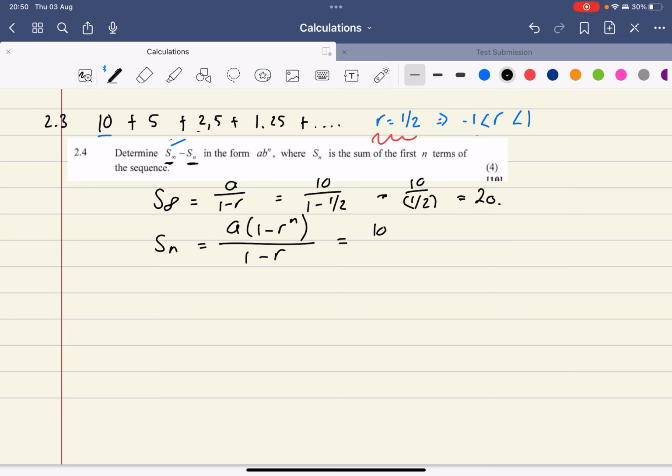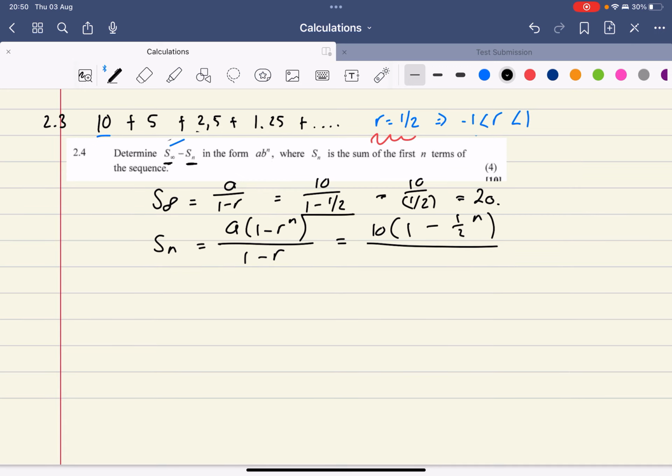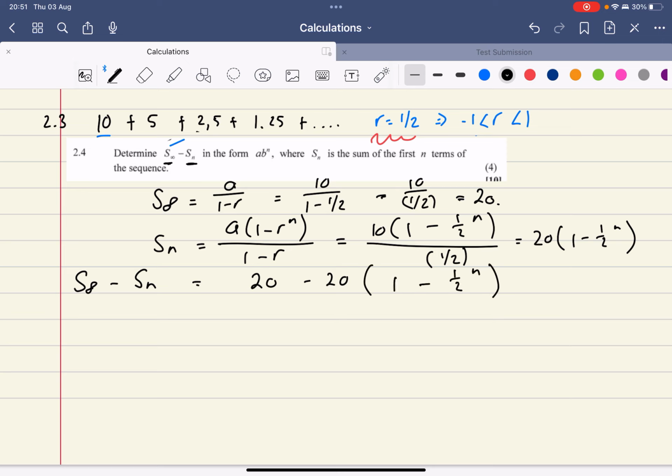So then a is 10, then 1 minus a half to the n, over 1 minus r, which is also 1 minus a half, so it's exactly the same. So that's a half, and then that simplifies to 20 times 1 minus a half to the n. Cool. So now I can say the sum to infinity minus the sum to n is equal to 20 minus 20 times 1 minus a half to the n. Okay, so that's just taking this and subtracting it from 20.